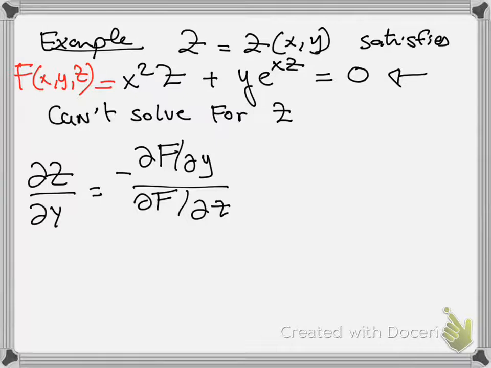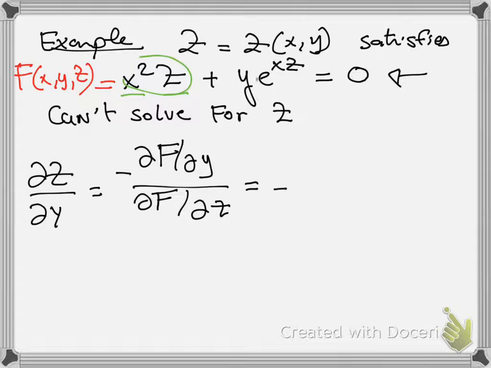So let's compute this. What's partial f partial y? It's equal to minus partial f partial y. So x and z are constant, right? So here, this x and this z are constant. The derivative of a constant is 0, so the derivative of this whole thing is just 0.